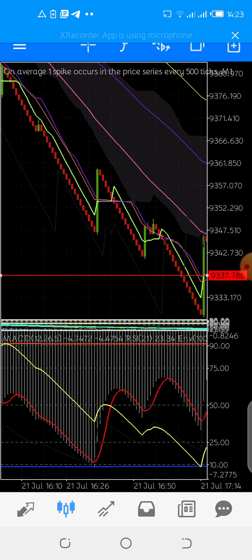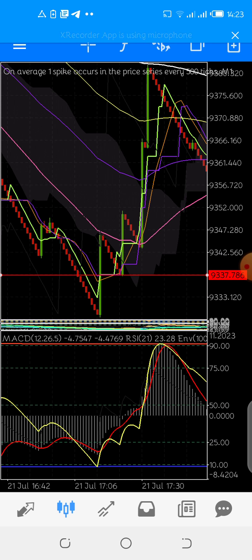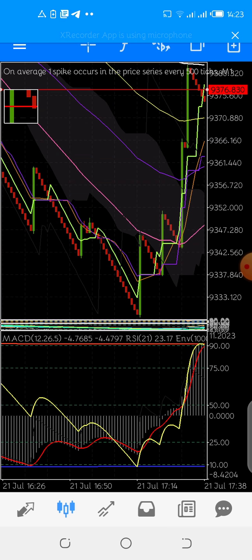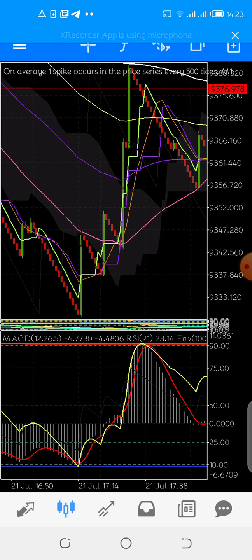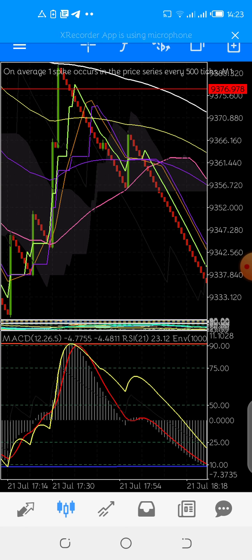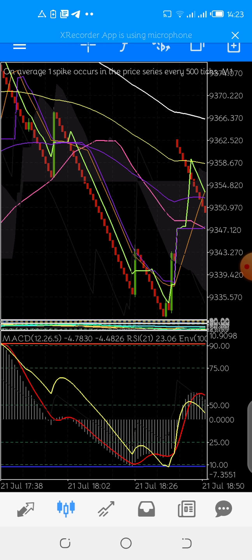So for you to do the long term, you have to have analyzed the market. Check here, they crossed, and you placed your trade there, and you got your whole 15 minutes successfully.